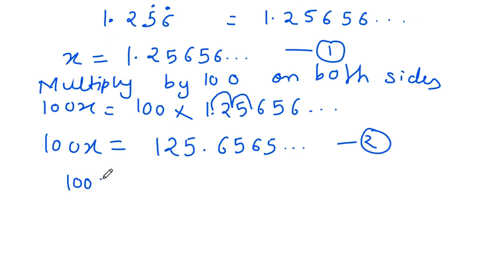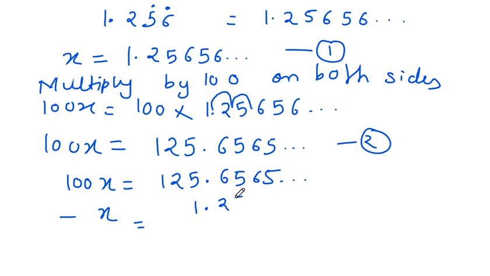So 100x minus x, which is equal to, what is 100x? 125.6565 and so on. And what is x? 1.2565 and so on. Now here, why did I write 1 below 5? Because 1 is at the units place here, and even 5 is at the units place here. So I will place the like place values below each other. Below the decimal, I will place the decimal.